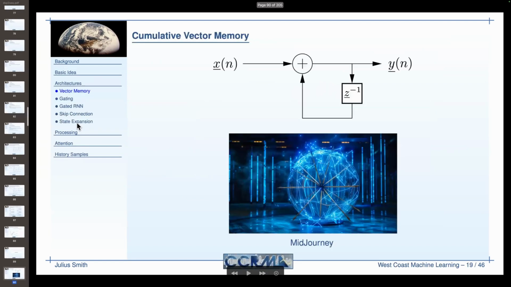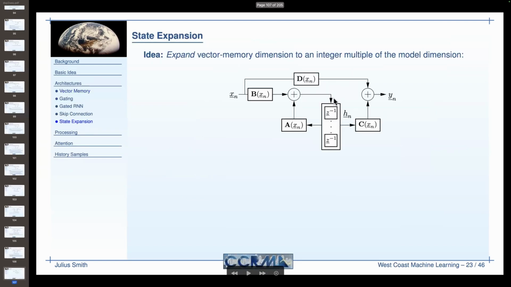When we extended it to state space, we ended up with the most general IIR filter structure. And in fact, it's even more than that, because this C matrix here allows us to have an FIR part. So now if you just get rid of the feedback, you have what we call an FIR filter.